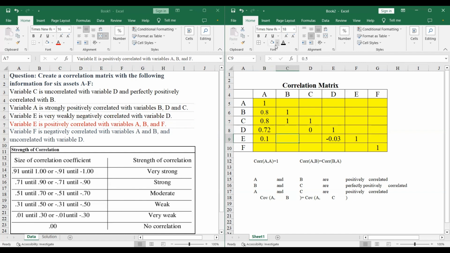Okay. E and B, I take another positive number, 0.5. Using the same relationship, if A and B are positively correlated, so E and B are positively correlated, B and C are perfectly positively correlated. That implies E and C will be positively correlated, and covariance of E with B will be same as covariance of E and C.